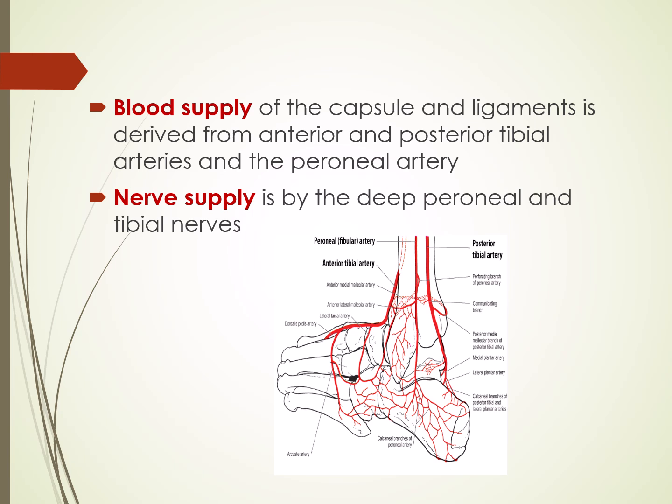The blood supply of the capsule and ligaments is derived from the anterior and posterior tibial arteries. This one is the anterior tibial artery, and this is the posterior tibial artery, and they also receive branches from the peroneal artery. The nerve supply, that is the innervation of the ankle joint, is by the deep peroneal and the tibial nerves.